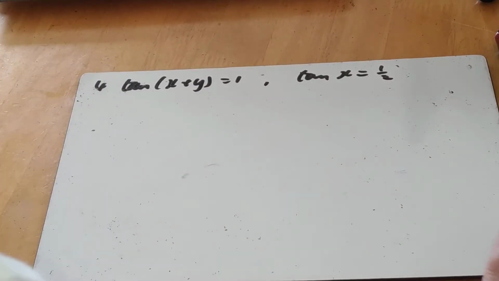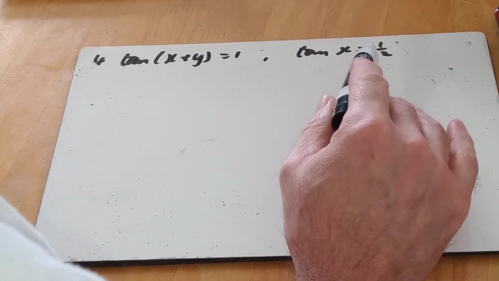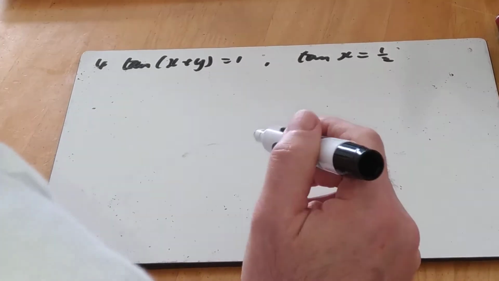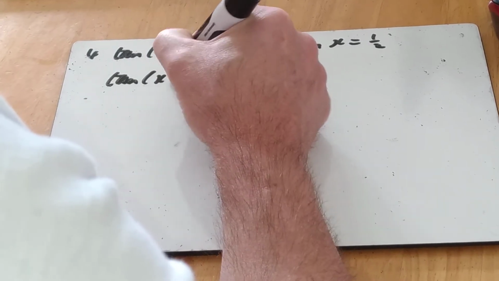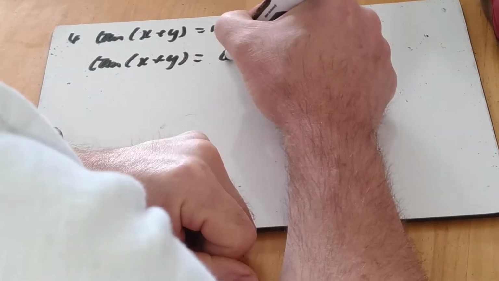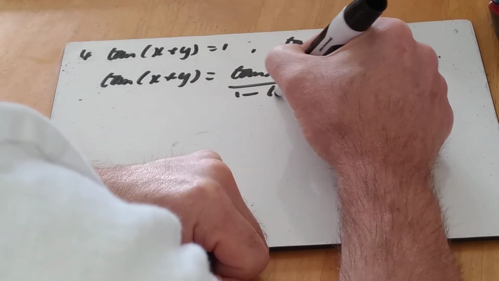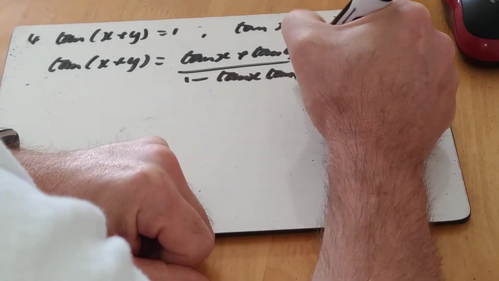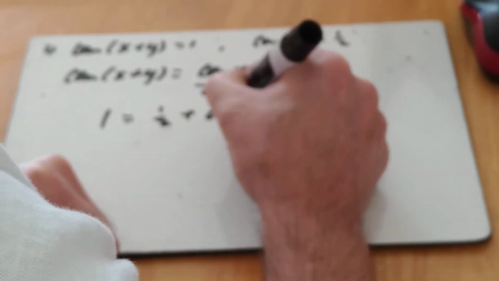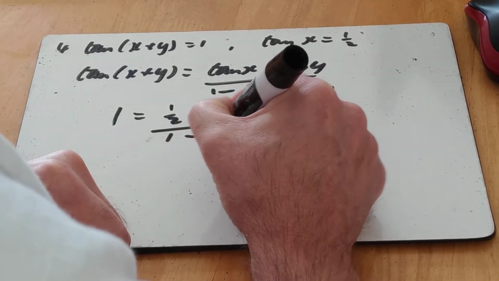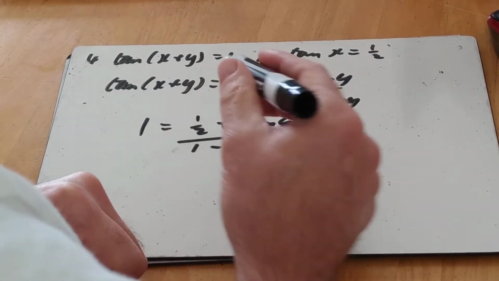Here's a nice example. I've got tan of a sum, tan of x plus y equals 1, and tan x is a half. I'd be surprised if tan y is a half, but we're going to find the value of tan y from this. So I do my expansion of tan of x plus y: tan x plus tan y over 1 minus tan x tan y. I'm doing my substitutions: a half plus tan y over 1 minus a half tan y, and I put it equal to 1 because that's what we're told in the question.